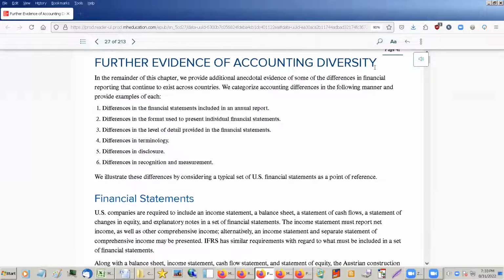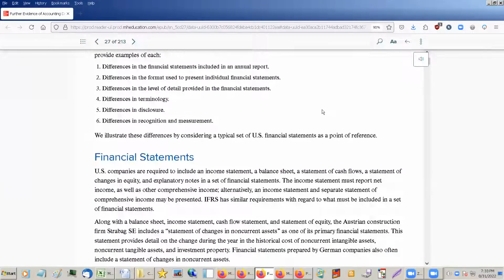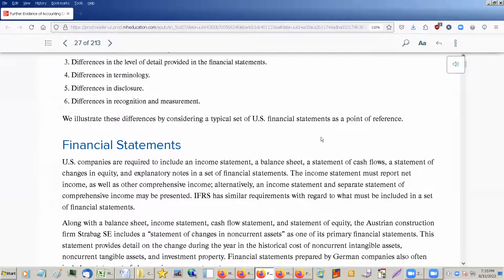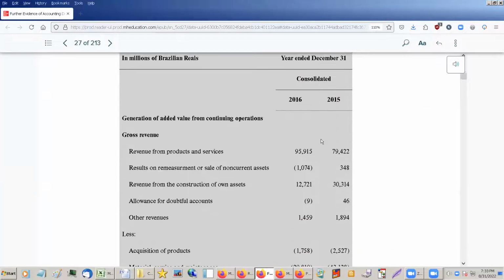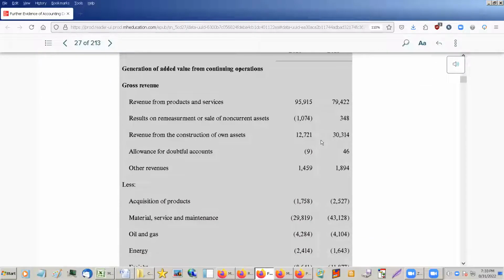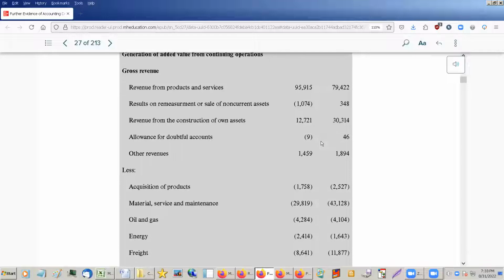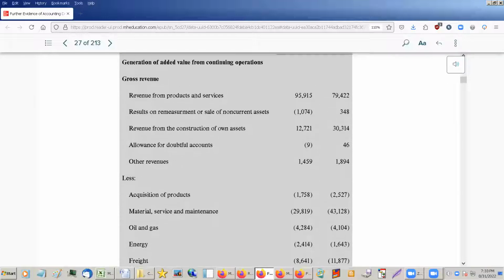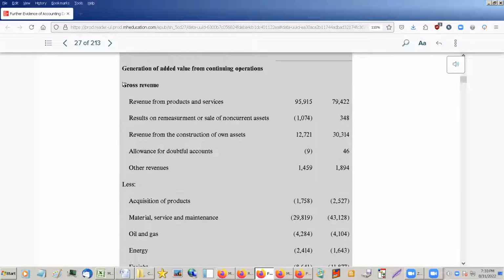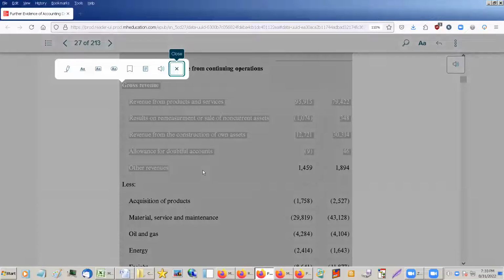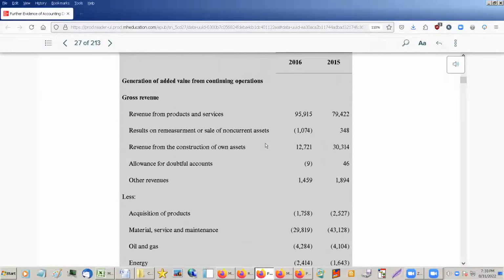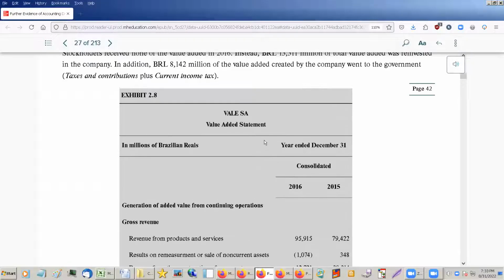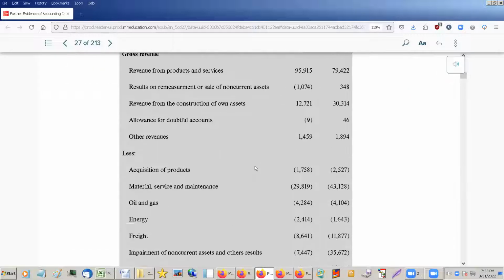This is on page 41 in your textbook. If you don't have the textbook, you can get it. You can look at this. But you look at these financial statements. And they can be very different than what we're looking at. Here they have one for gross revenue. So this is, who is this? Brazil.